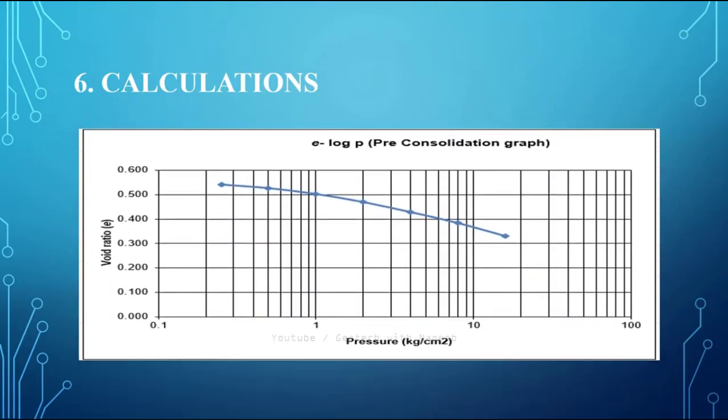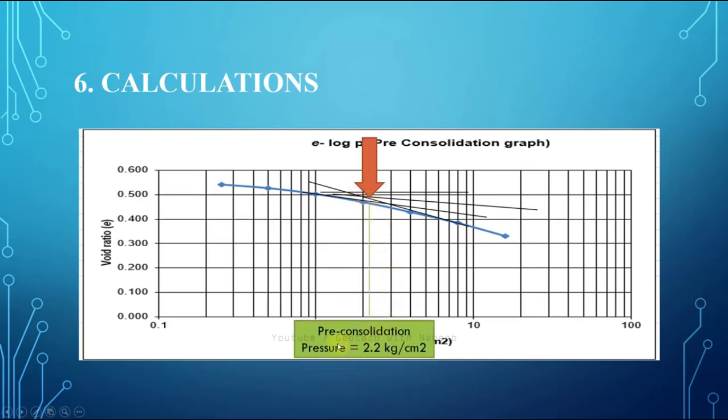Now, this is the actual graph of values we have obtained from the practical values. So this is void ratio and log of pressure. So you can see the point of maximum curvature, we'll draw a horizontal line, then draw a tangent at this point like this. Then the angle bisector of these two lines will be this. Then extend the linear portion of this curve backward like this, where it intersects the angle bisector line. Corresponding to this, we have the pre-consolidation pressure. So in this case, it is 2.2 kg per centimeter square.